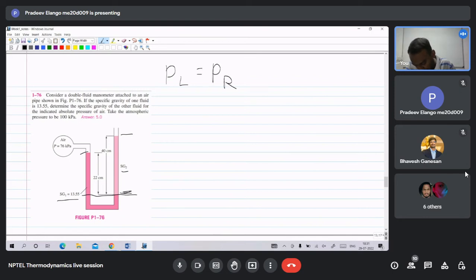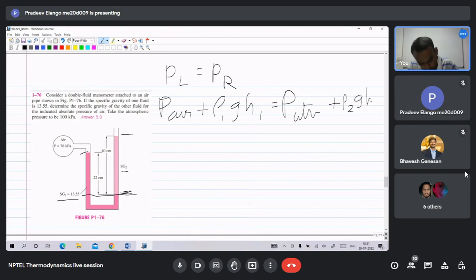Pressure on left can be given by first P air plus rho 1 g h1. So rho 1 represents the fluid with specific gravity of 13.55, and the height is given by 22 centimeters, and this should be equal to P atmosphere plus rho 2 g h2.